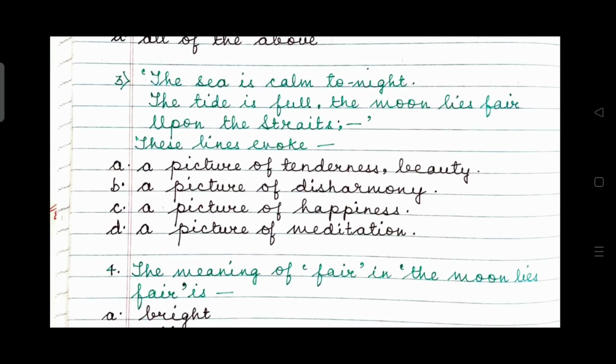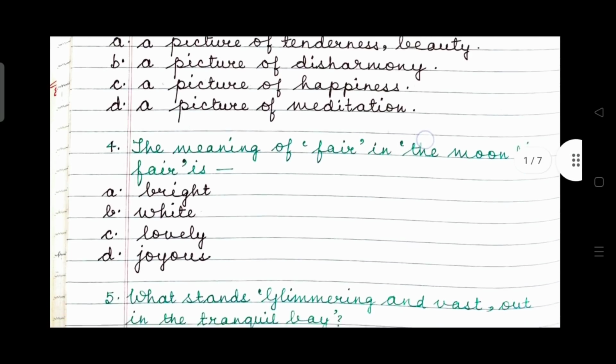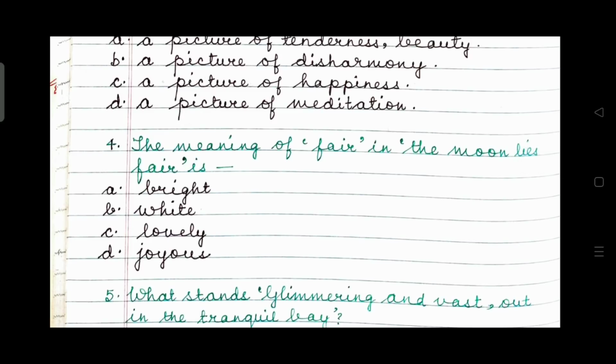Number 4. The meaning of fair in the moon lies fair is bright, white, lovely, joyous. Yes, it is a moonlit night. Bright appears to be the right answer. White, the white moon beams, the silver white moon beams. Lovely, joyous. Almost all options are interconnected, but the most appropriate response is the moon looks lovely. Option C is the right answer.